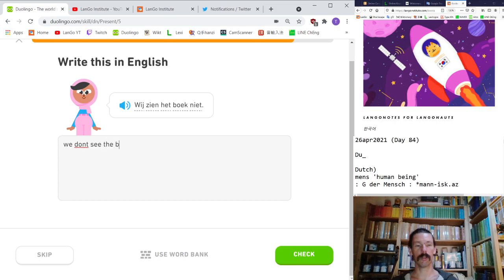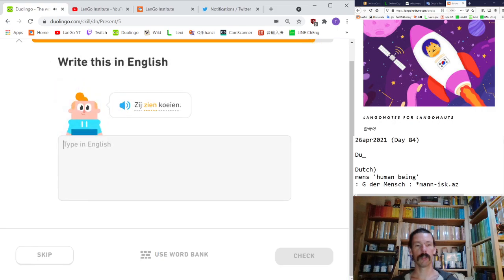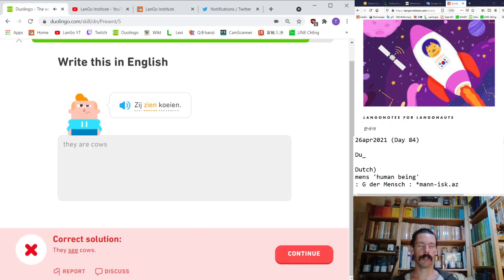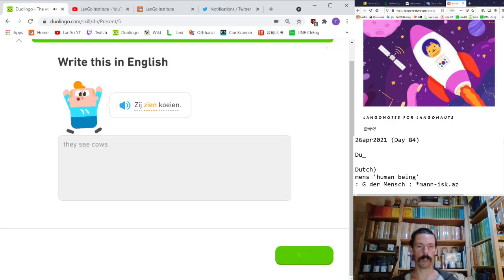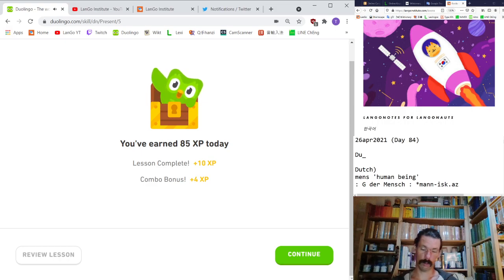We don't see the book. Zij zien koeien. Zij zien koeien. They see cows. Nice and slowly. Did it again. Zij zien koeien. To see or to be? That is the question. See cows. Stumped.